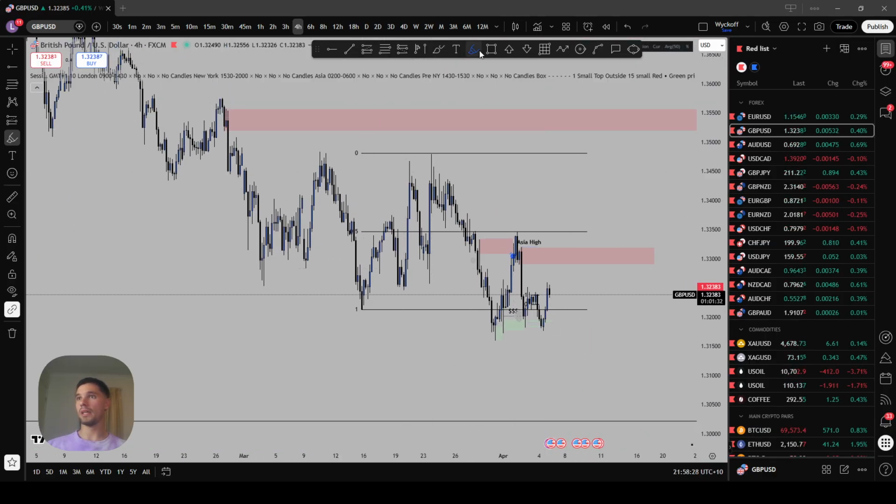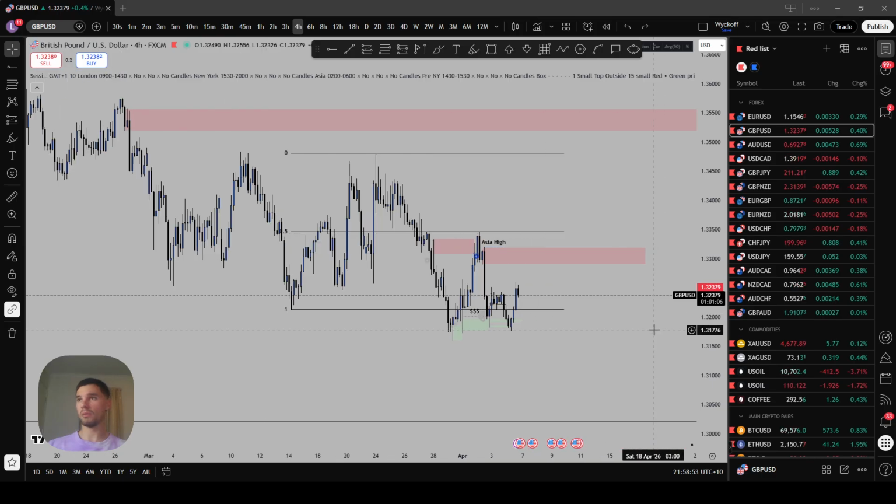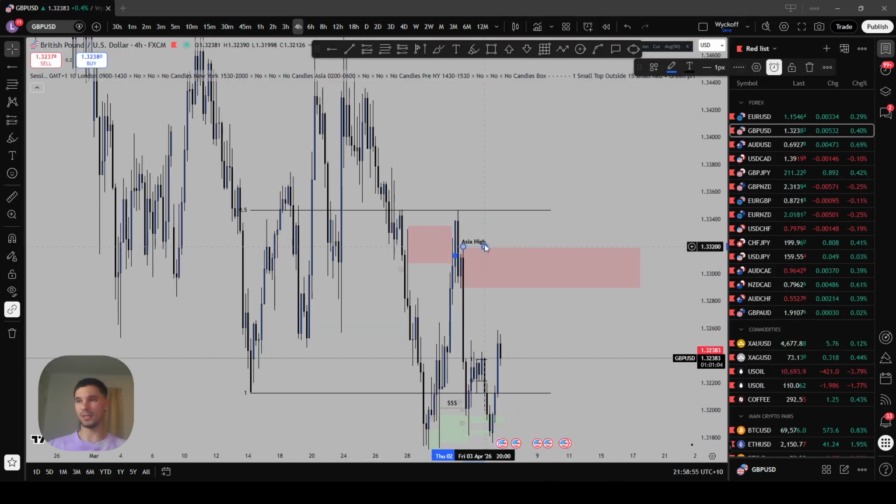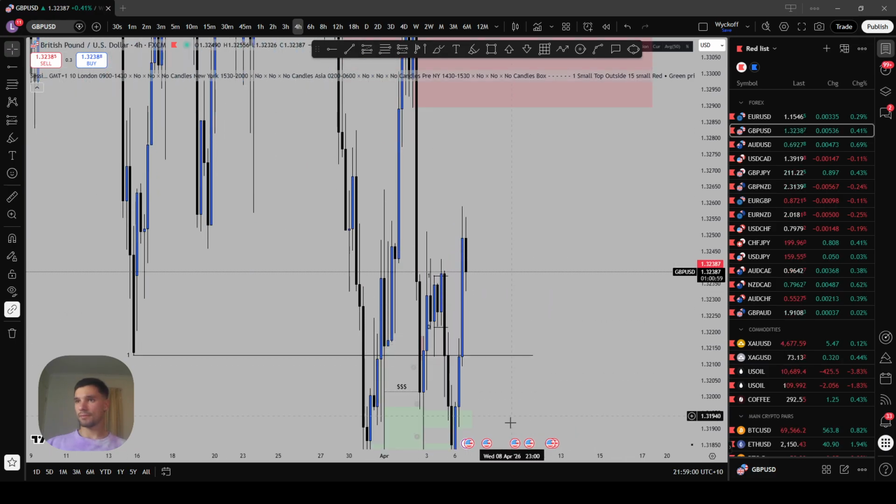Ideally, this is just one big high time frame accumulation model where we get the third tap around here, and in my ideal scenario, we come up, mitigate this supply, and then slowly trickle down to sweep or fill some more inefficiencies, and then move up and complete this higher time frame accumulation. So that's kind of what I'm looking at the moment for GBP USD. Not looking to take any trades for the time being.